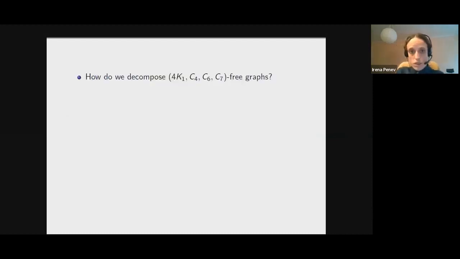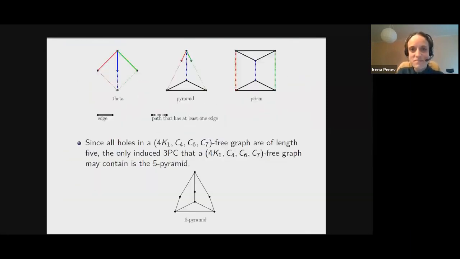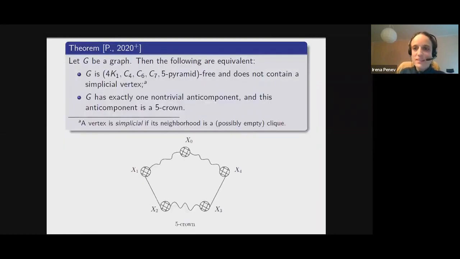Now, there's this nice decomposition theorem for my graphs, which I don't have the time to show you, but I can show you some pretty pictures. Okay, so here are some pretty pictures. This is one type of graph that you can get. So this is something that I call the 5-crown.